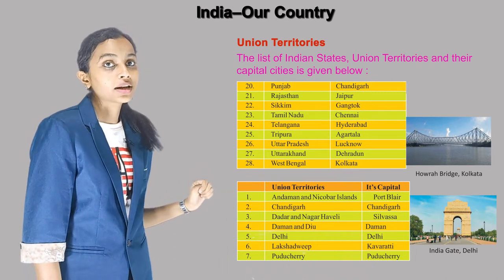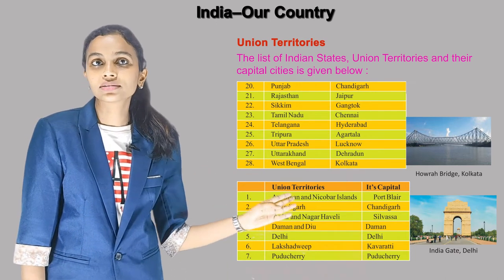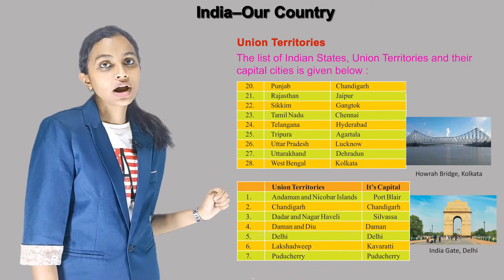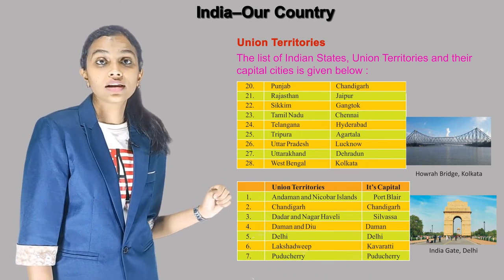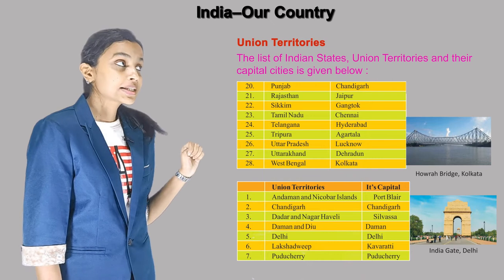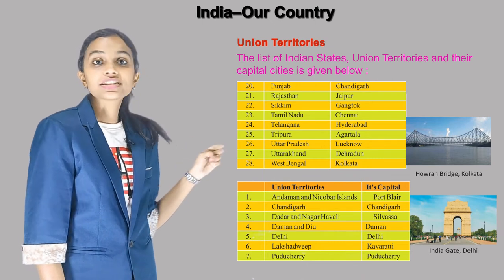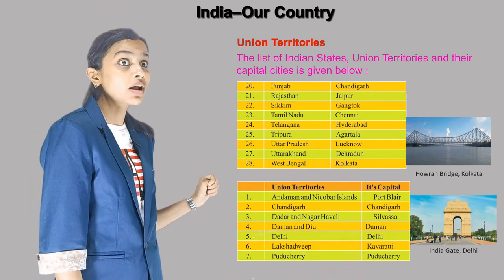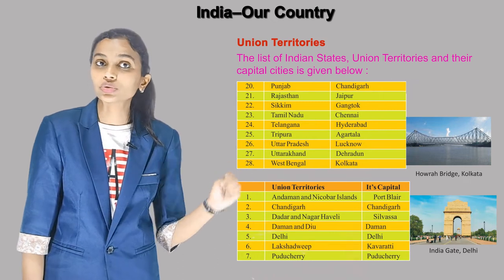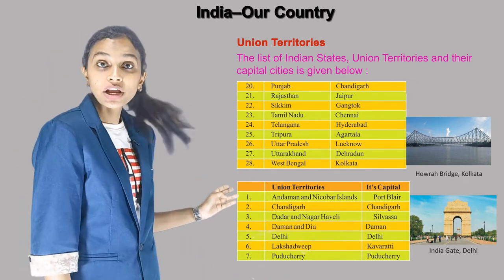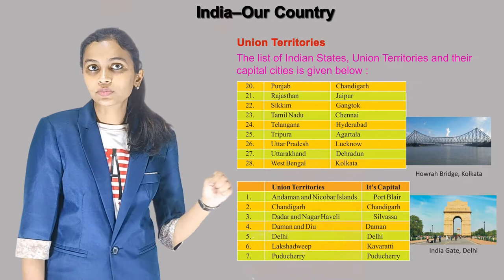24th is Telangana and its capital is Hyderabad. 25th is Tripura and its capital is Agartala. 26th is Uttar Pradesh and its capital is Lucknow. 27th is Uttarakhand and its capital is Dehradun. 28th is West Bengal and its capital is Kolkata.